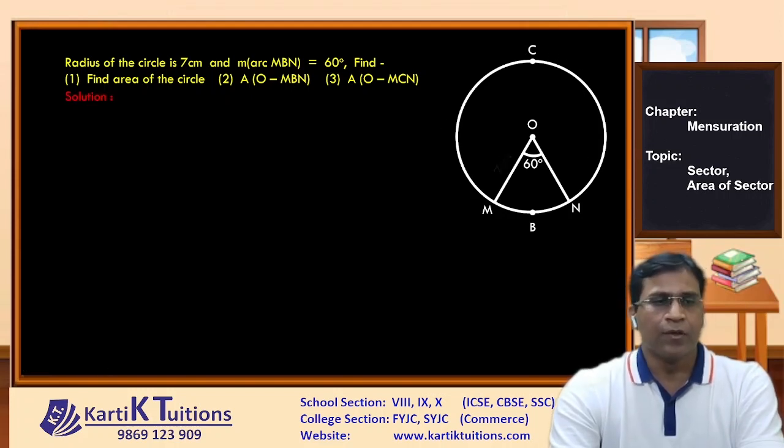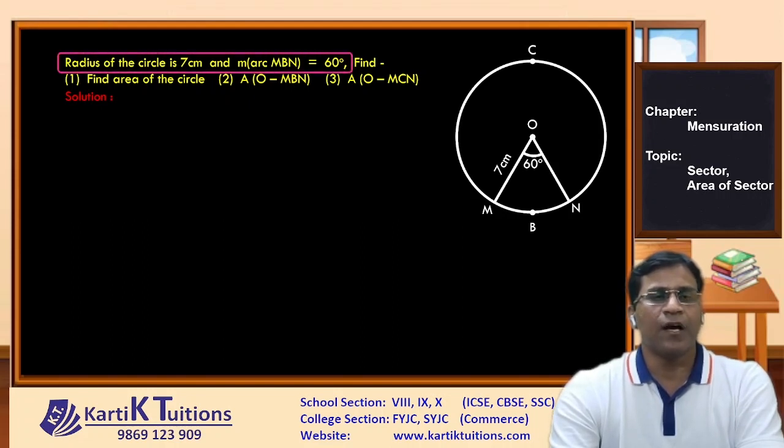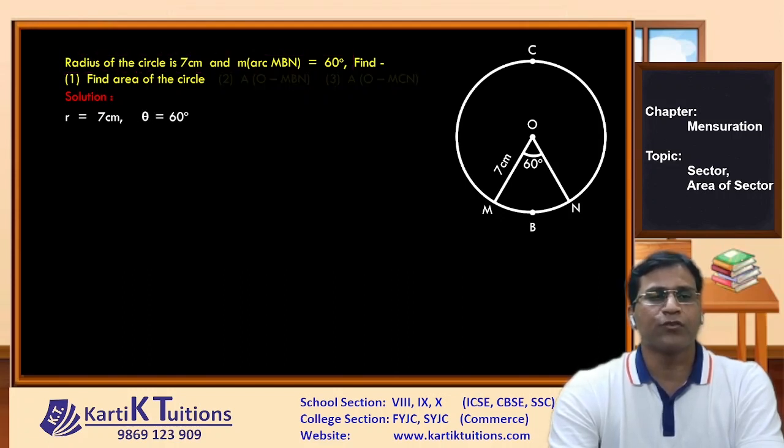Now let's start with the sum. See, they have given us the radius r as 7 centimeter and measure of arc MBN, that is theta, is given to us as 60 degree. Now first they have asked us to find the area of the circle. What is the formula to get the area of a circle? Pi r square. Now here pi value is not given, so you can take the value of 22 upon 7 into r square, so that will become 7 into 7. Now 7 gets cancelled, so you get 22 into 7, that is 154 centimeter square.